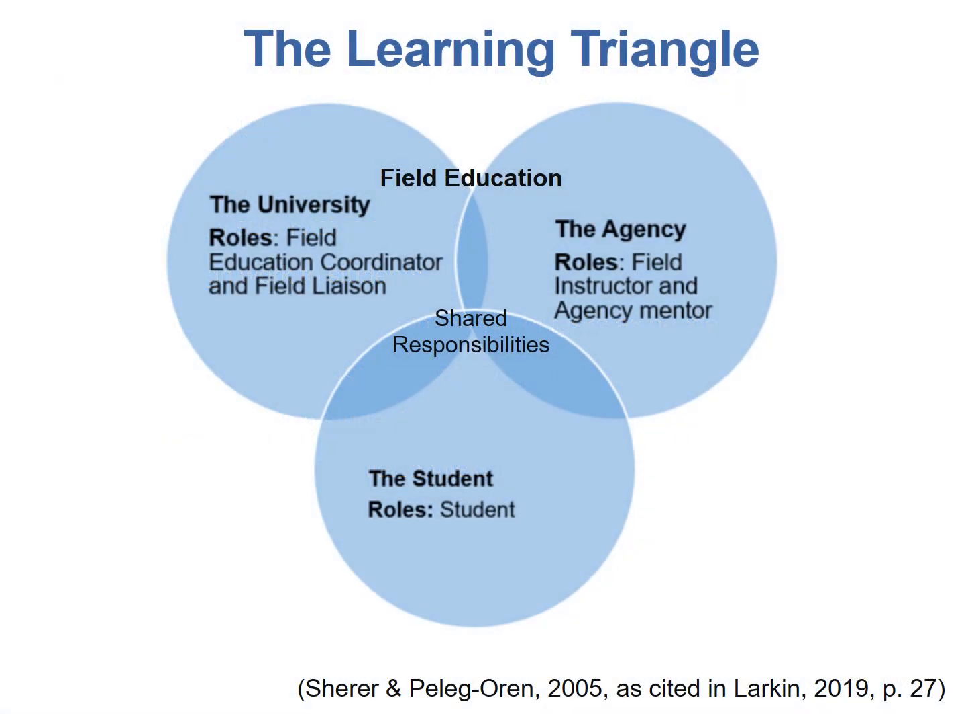We previously discussed the various roles of those involved in field education. Scherer and Peleg-Oren used the term learning triangle to bring clarity to those involved in the field education process. The learning triangle was elaborated on by Larkin to create a visual similar to that on the slide. On the slide is a Venn diagram with 3 overlapping circles. One circle is the university, with roles such as field education coordinator and field liaison. Another circle is the student, and the other circle is the agency, with roles of field instructor and agency mentor if applicable.